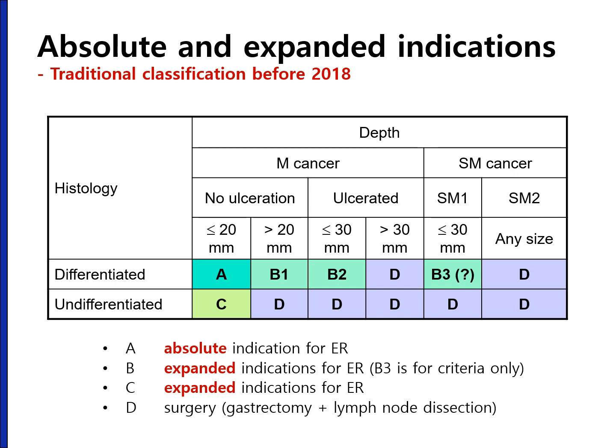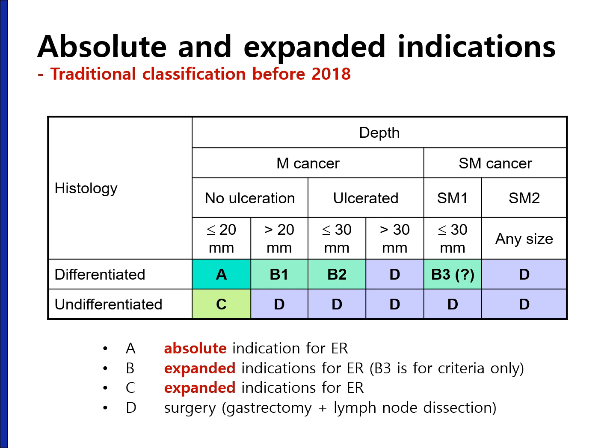Traditionally, there are two types of indications. Absolute indication means differentiated type mucosal cancer without ulcer and not bigger than 2 cm. Expanded indications include differentiated type EGCs bigger than 2 cm and selected cases of undifferentiated type early gastric cancers.